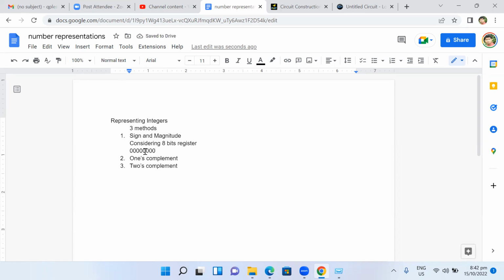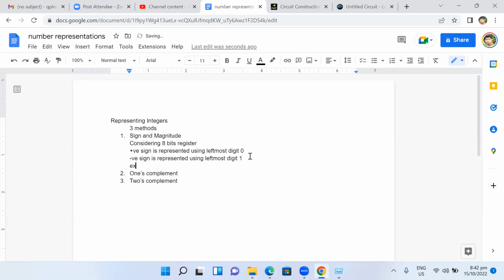That's it. So sign and magnitude. So positive sign is represented using the leftmost digit 0. So leftmost digit means the left side digit, and the negative sign is represented using the leftmost digit 1.